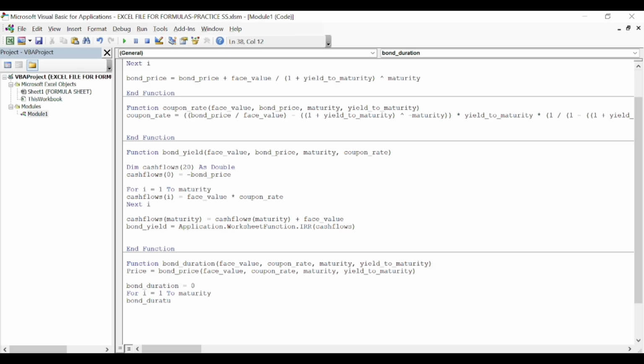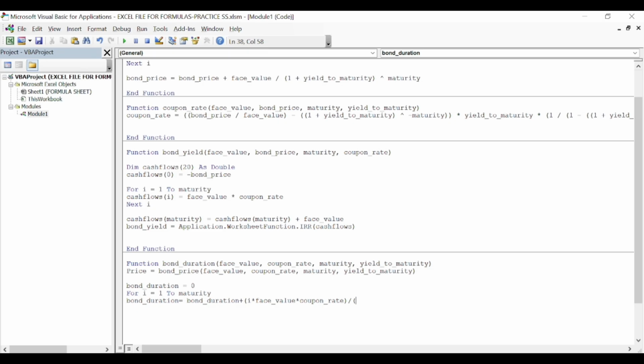Now the second line is bond duration equals the formula: bond duration for the previous years, and next I for the current year's payment. So let's break down the formula here. I represents the year number 1, 2, 3. Face value into coupon rate gives the coupon payment, the money we will get each year, and 1 plus yield to maturity to the power I is the discounting factor, which discounts the payment to its value today. We have multiplied this by I, multiplying the payment by the time, how far in the future it comes.